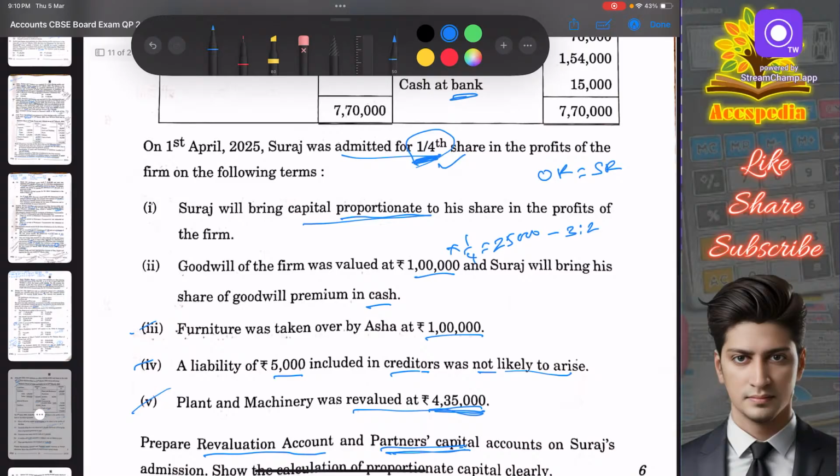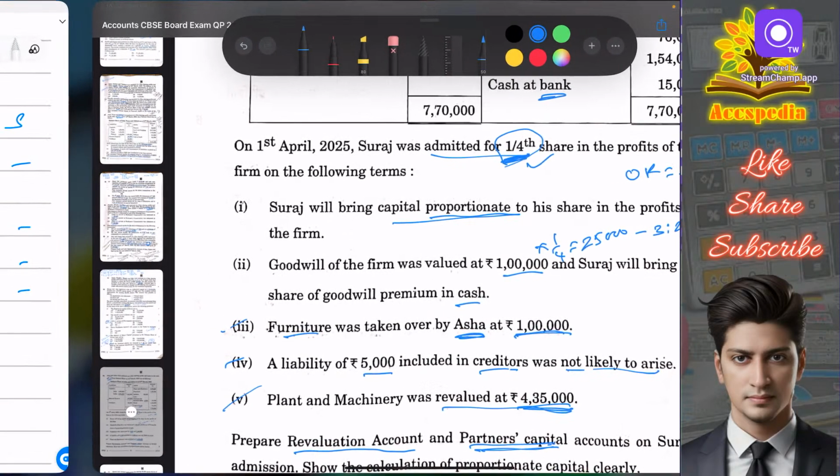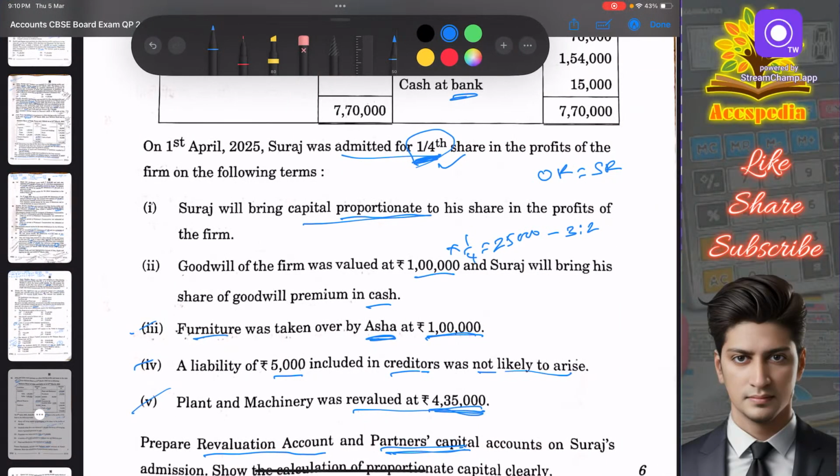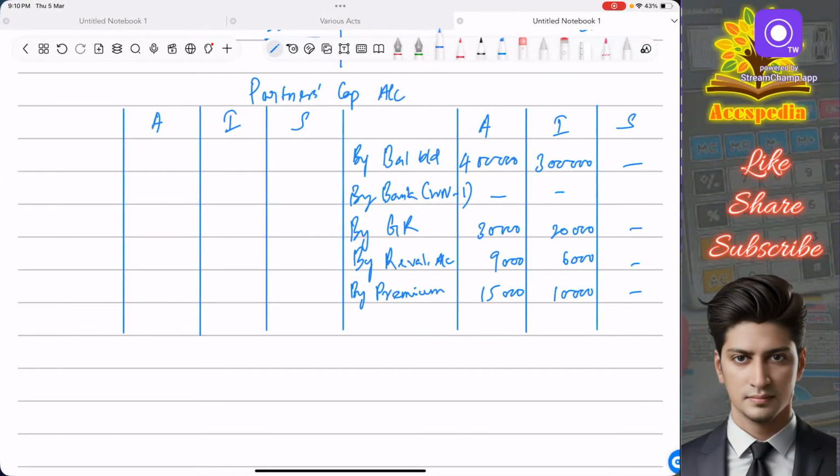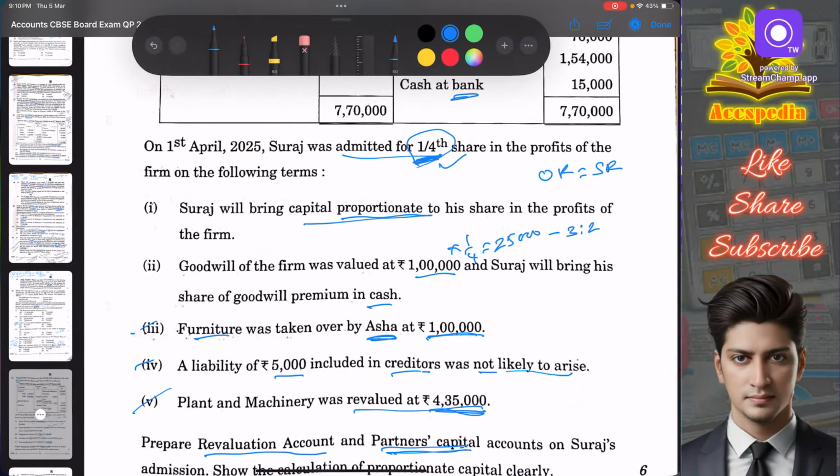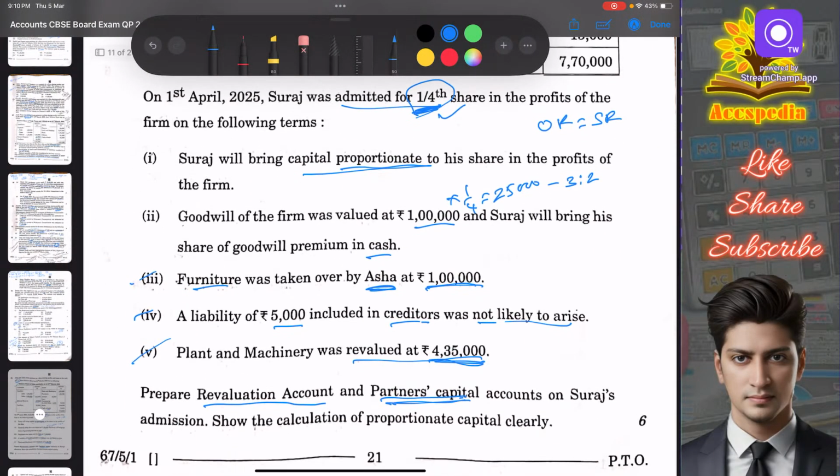And Asha is taking, where is it? Yes, Asha took furniture of 1 lakh. So that you have to debit. Journal entry is Asha's capital account debited to furniture. So Asha's capital account debit 1 lakh, revaluation account debit 20,000 to furniture 120. So 120 is the value of furniture, he took it at 1 lakh. So we will debit 1 lakh to her, Asha. That's it. All the transactions were recorded.